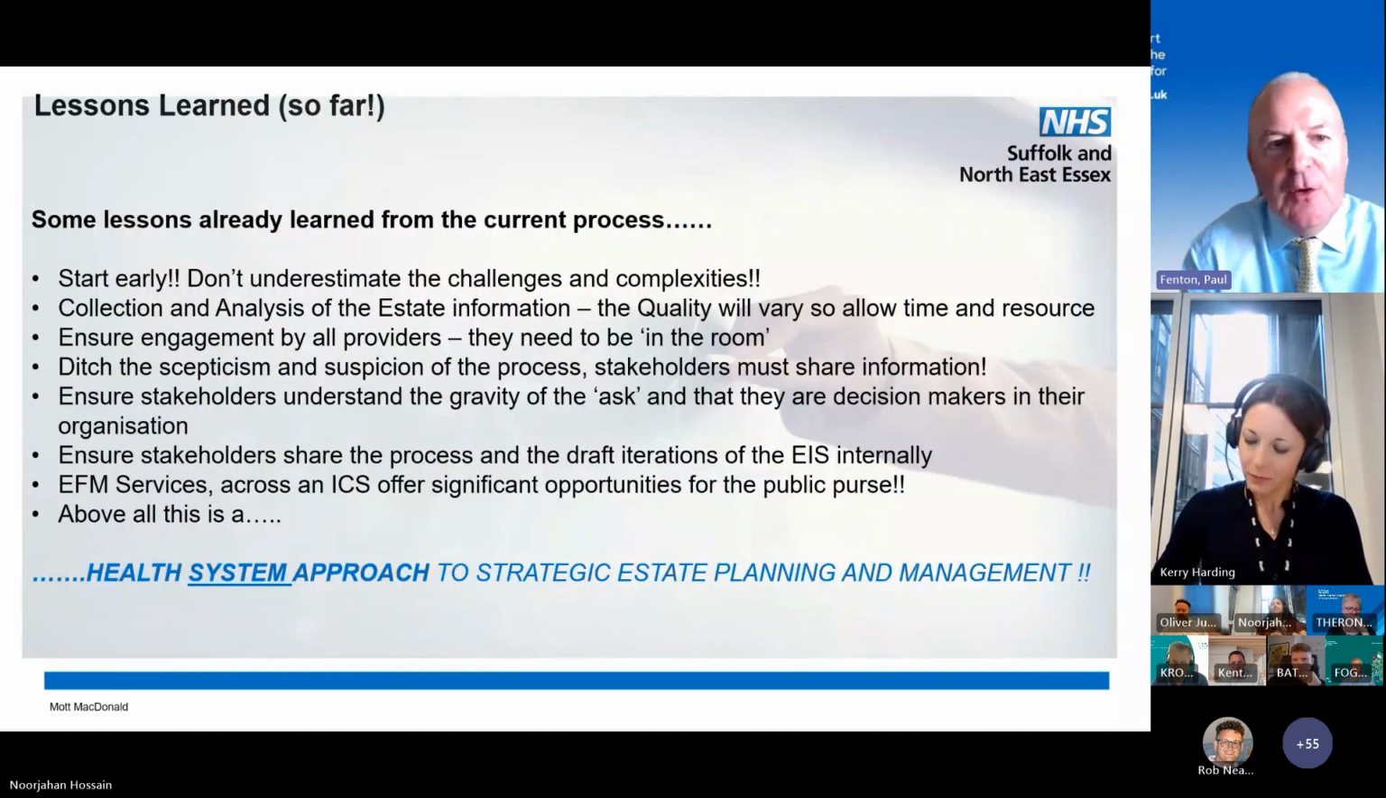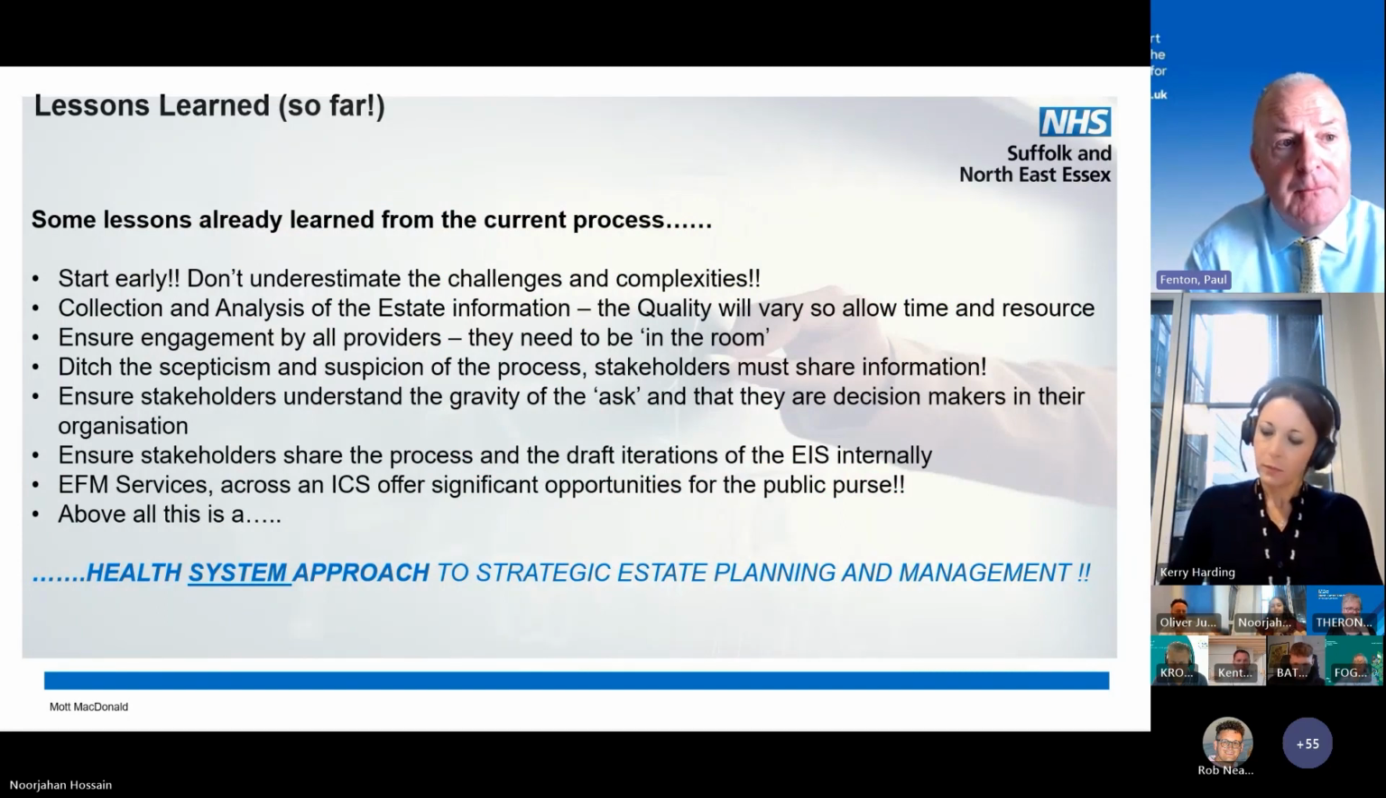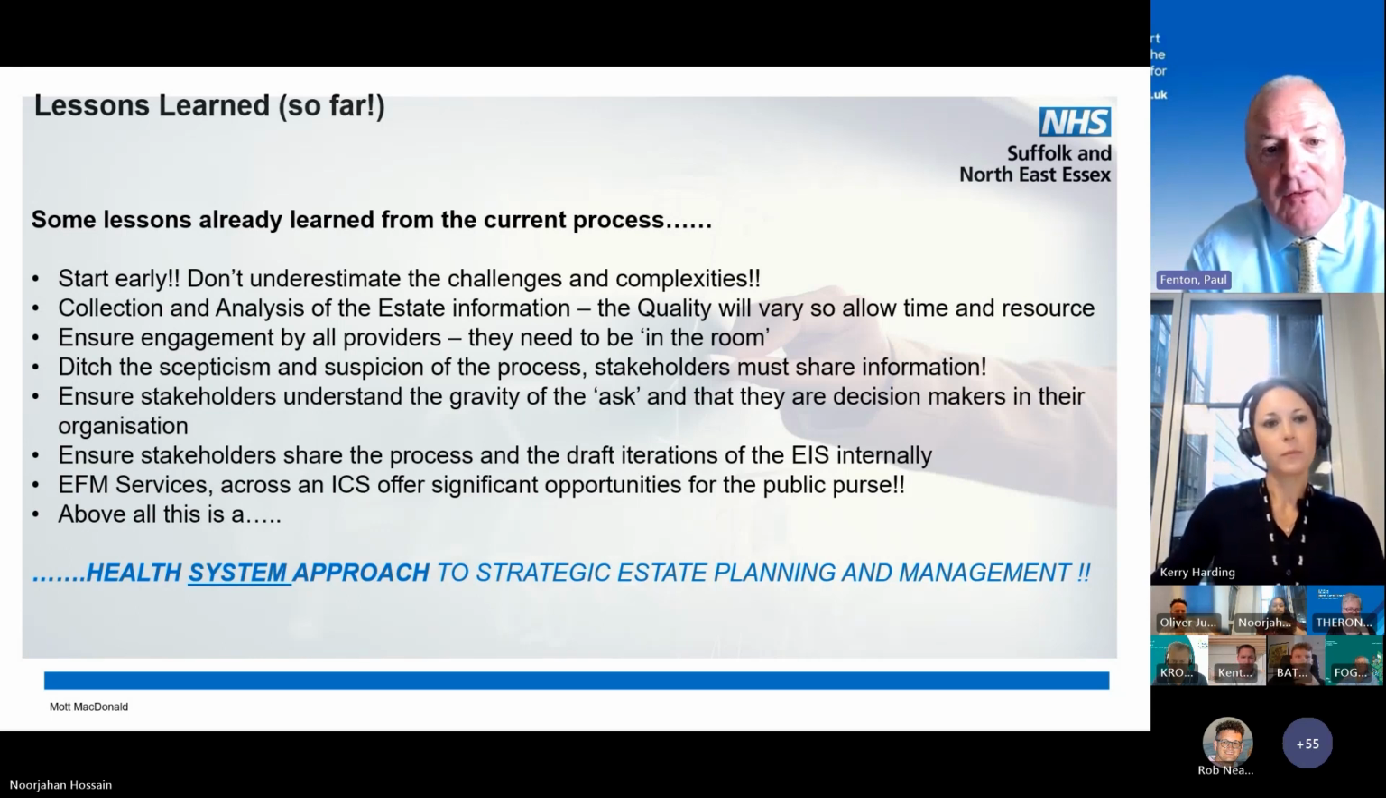And the lessons learned so far: start early, don't underestimate the complexities and the challenges. This has been a bit like herding cats, quite frankly, certainly when we first started this. Get the collection and analysis of the estate information, ensure engagement, and ditch the scepticism and suspicion of the process.